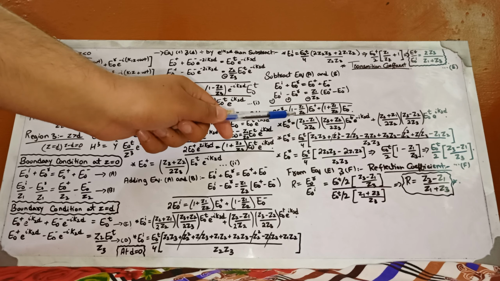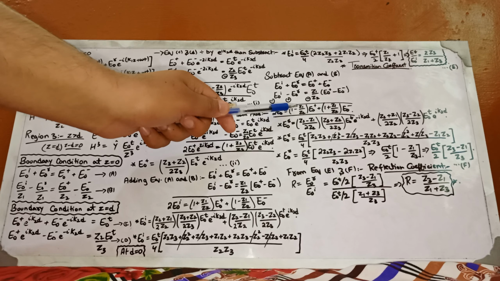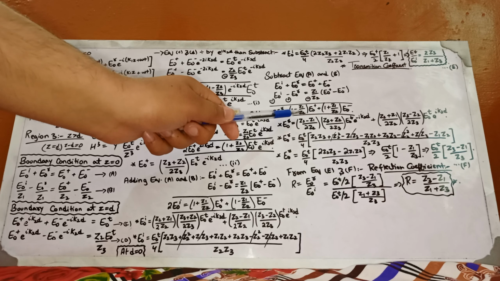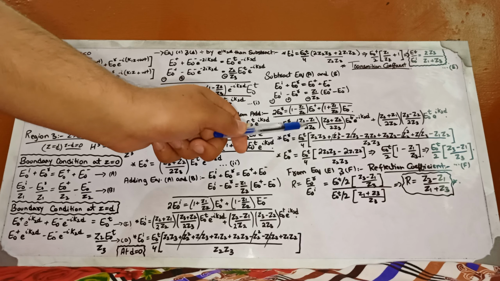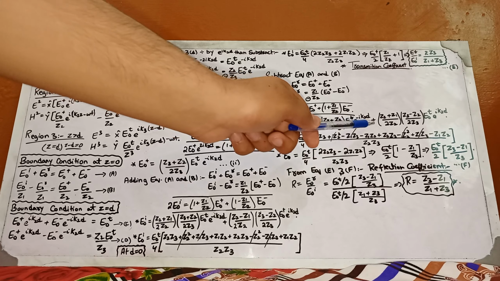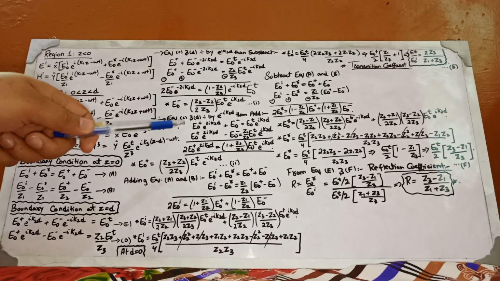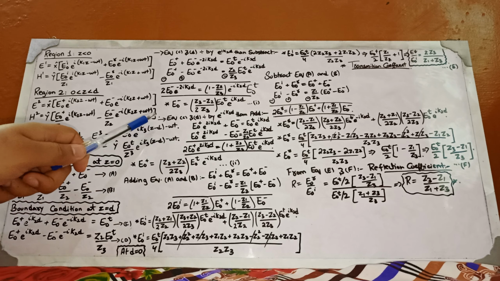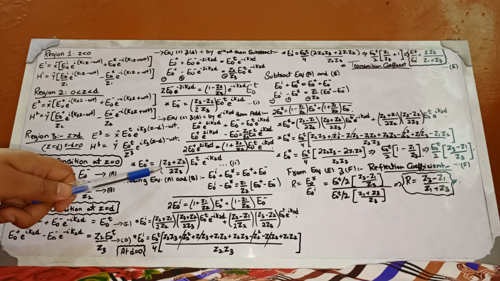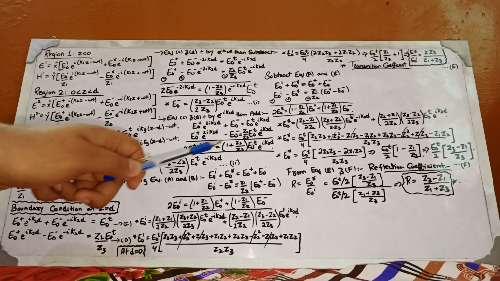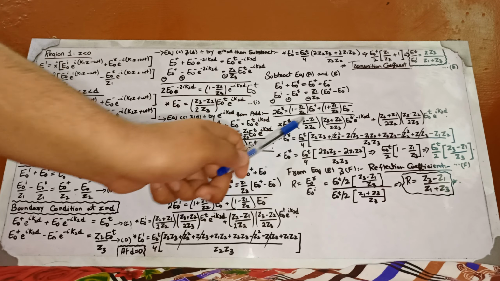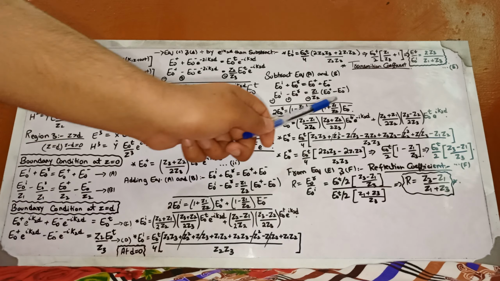So here taking LCM of this becomes Z2 minus Z1 divided by Z2 and 2 which comes from here, and this is the value of E naught plus. You can verify from here. This is the E naught plus value. Okay, this Z3 plus Z2 divided by 2Z3, Z3 plus Z2 divided by 2Z3, and E naught T e power minus iota k to D.